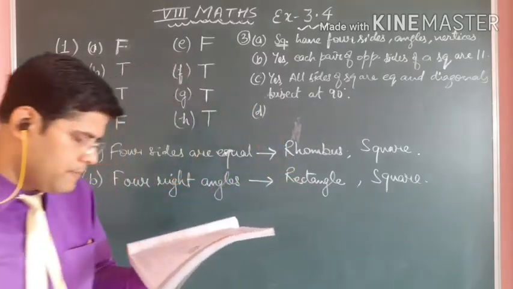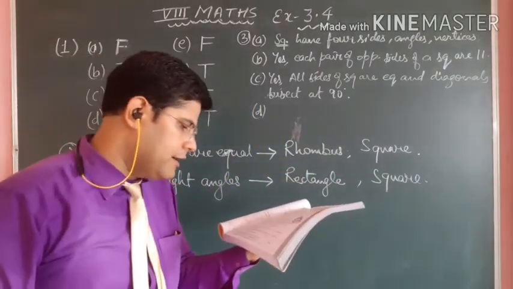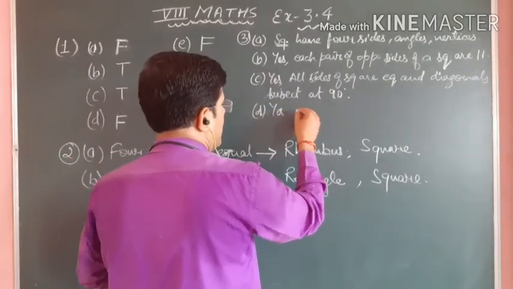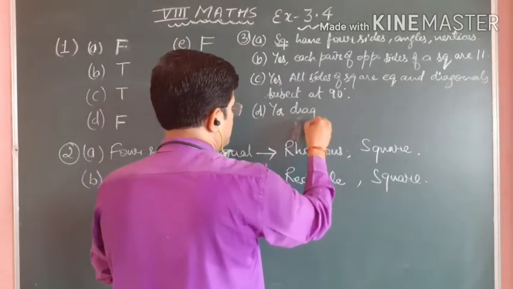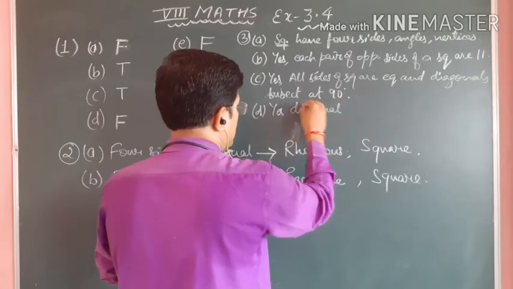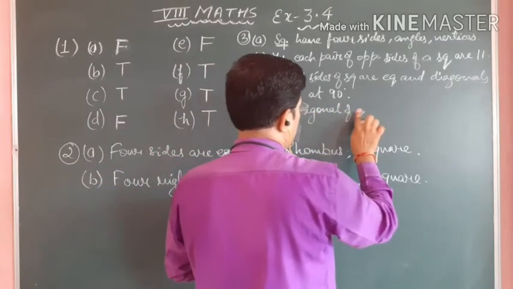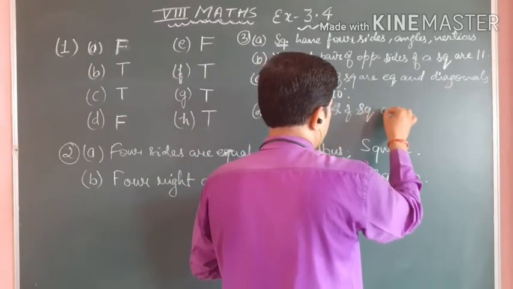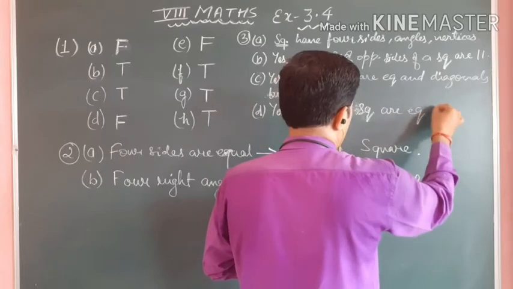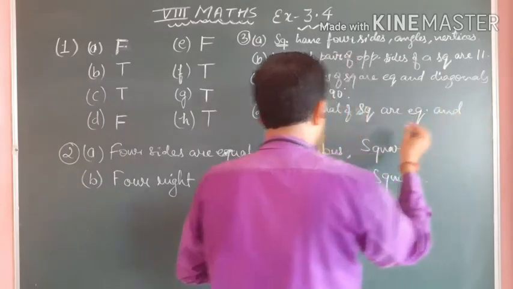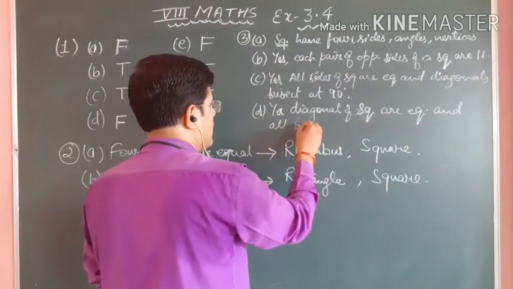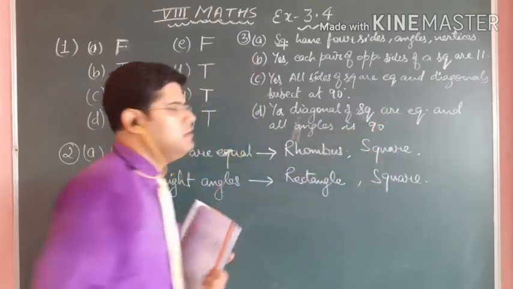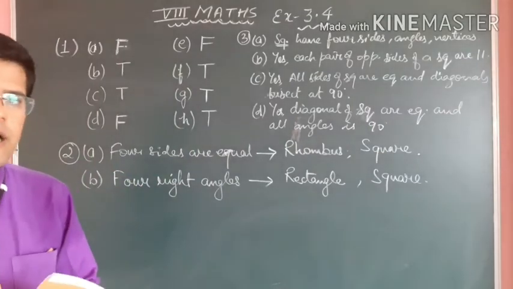Now the D part. Is it a rectangle? Yes. Diagonals are equal. Diagonals of a square are equal and all angles are 90 degrees. So I want to explain it once again.